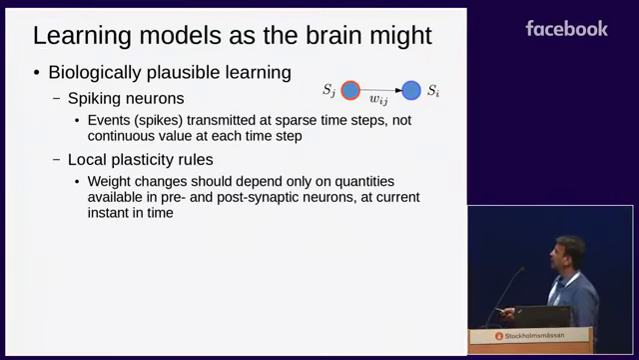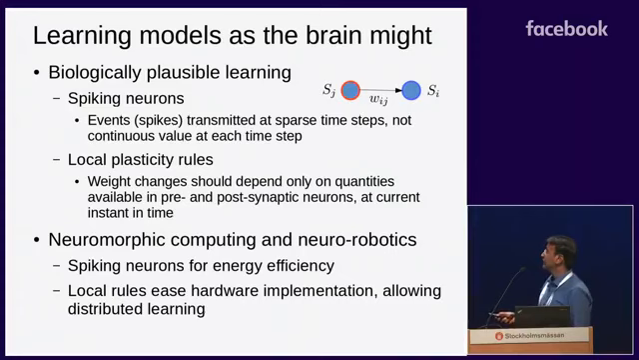A more important constraint is that the brain can only change its weights locally. So the weight Wij between two neurons can only be affected by quantities that are available locally in space and in time. So for example, local quantities could be the presynaptic firing rate or some current in the postsynaptic neuron and so on.